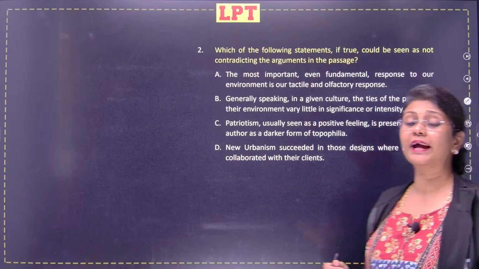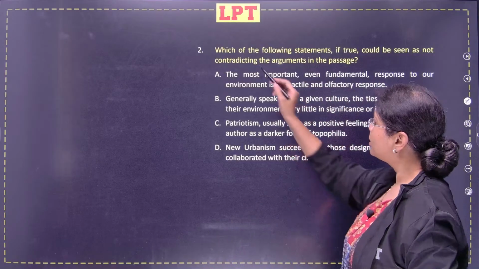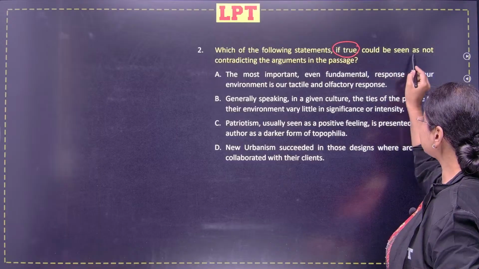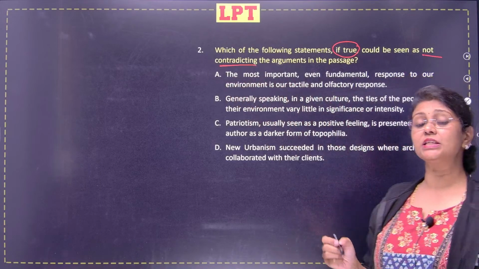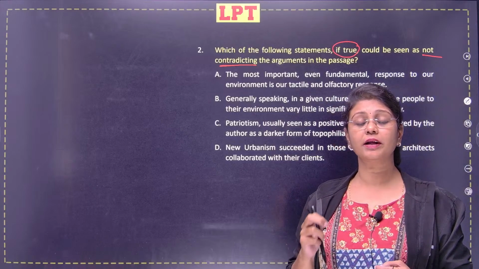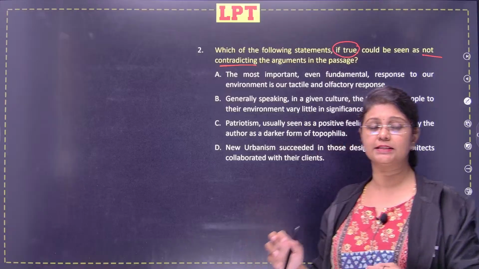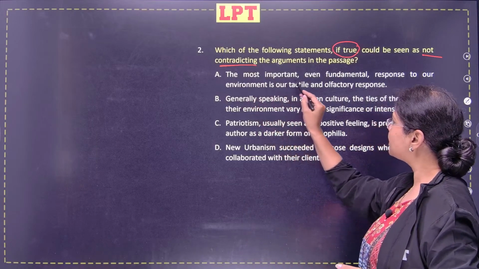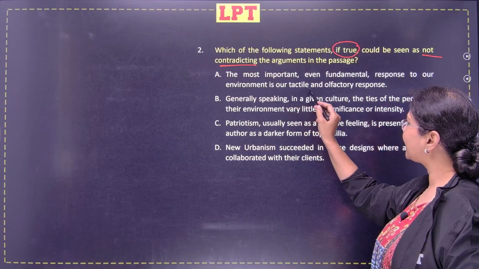Okay, let's look at what this question has to say and how we go about answering it. It says, which of the following statements, if true, could be seen as not contradicting the arguments in the passage. So we are looking for an option that does not contradict the argument in the passage. Let's evaluate these options. The first one says, the most important, even fundamental response to our environment is our tactile and olfactory response.